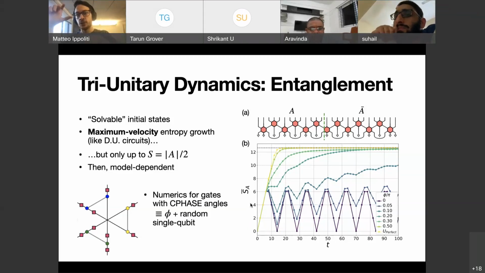And then you can controllably couple in those other qubits, and that's what gives you the other half of the entanglement, but somehow that doesn't follow the same maximum velocity growth. That makes sense. Yes, thank you.